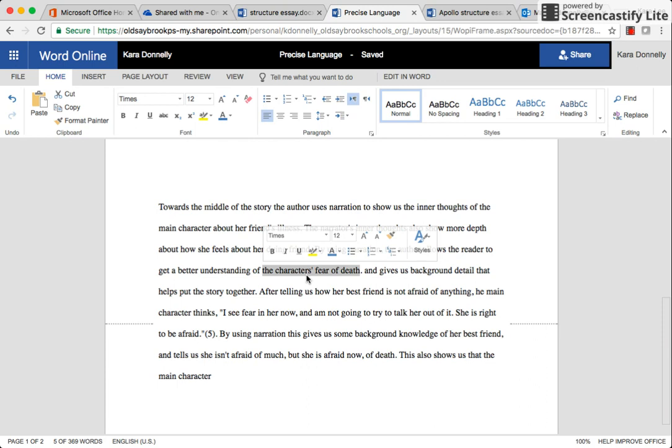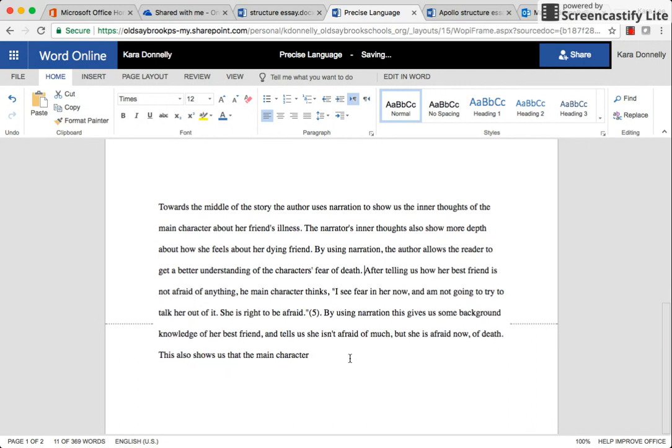What is going on we could talk about in terms of any story, but the character's fear of death is really specific to this story. I'm going to get rid of this because it's just not specific. Gives us background detail and helps put the story together. We could say that about any story.